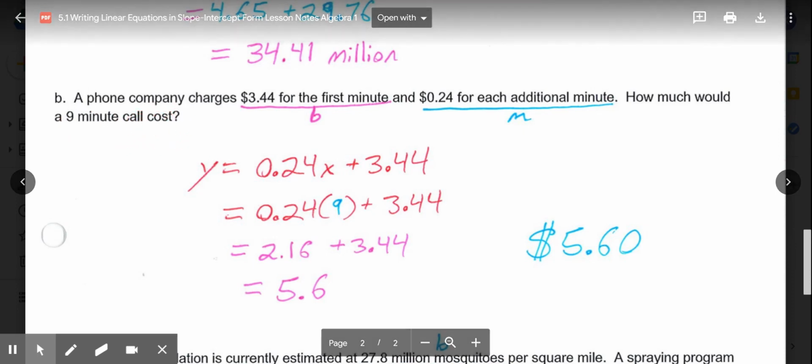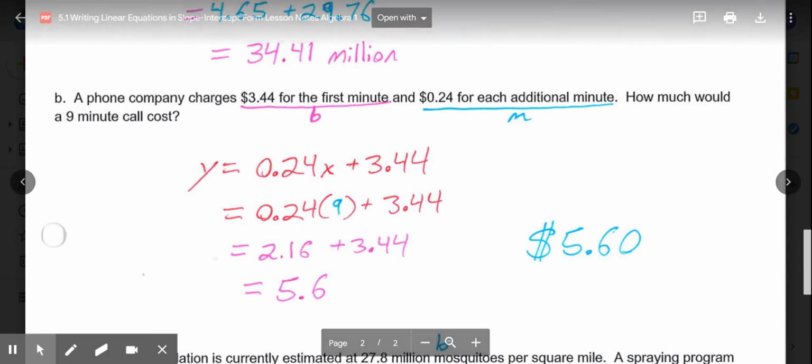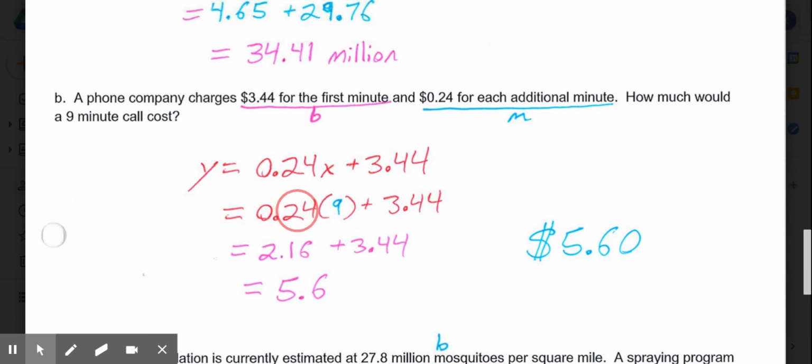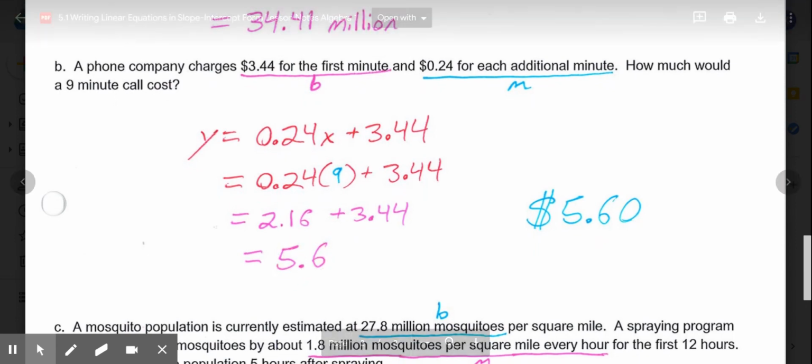So our original equation would be y equals 0.24x, slope attached to x, plus the $3.44 for that first minute. So then we're going to substitute a 9 in for x. 9 times 0.24 is 2.16, plus 3.44 gives us 5.6. So that tells us the 9-minute call would cost $5.60.